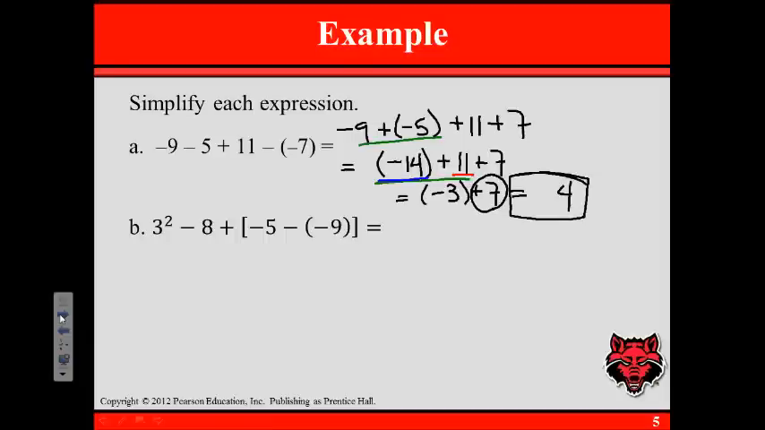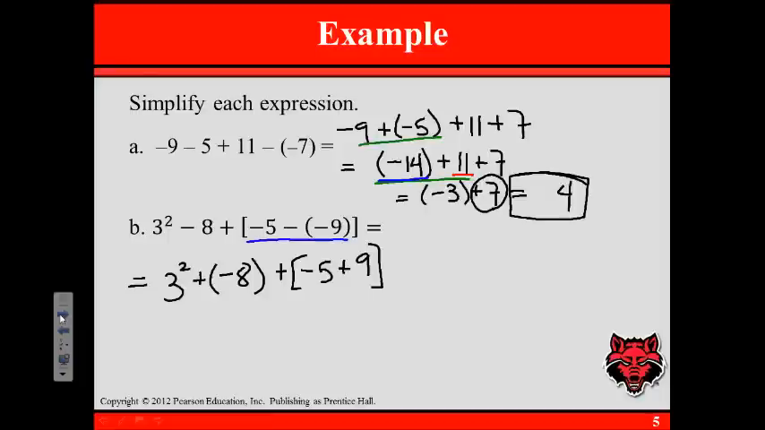In the next example, we see that we have some grouping symbols. Before we go and take care of the grouping symbols and go through the order of operations, let's change every subtraction to addition of the opposite. So we start with 3 squared. Instead of minus, we're going to say plus the opposite of 8, which is -8. Plus, we write our square bracket, -5 minus, instead of that minus sign, we put plus the opposite of -9, or plus +9. Again, you may have recognized that we were subtracting a negative, so we needed to add a positive.